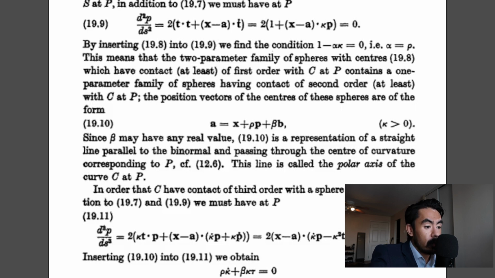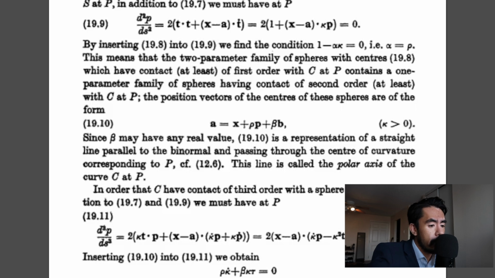By inserting what we just calculated for the vector A into what we just calculated for the second derivative in terms of arc length of this function P, we find the condition 1 minus alpha times kappa is equal to 0. That is to say, alpha is equal to rho, where rho is the radius of curvature being referred to here at this tangent between the curve and the surface.